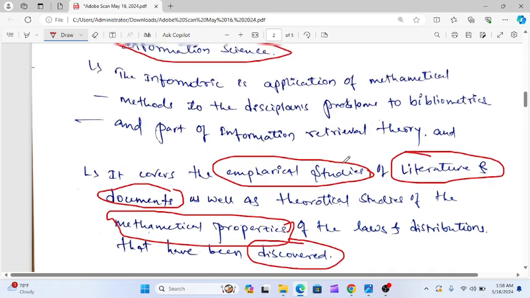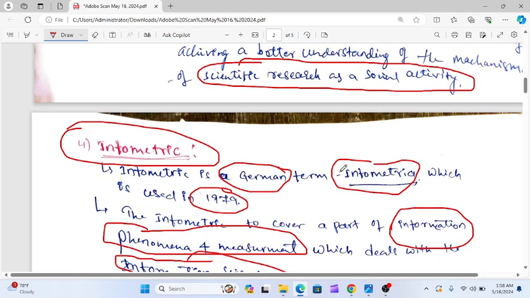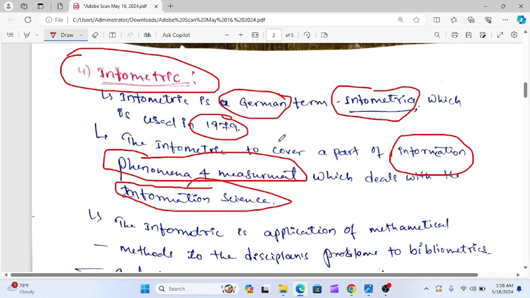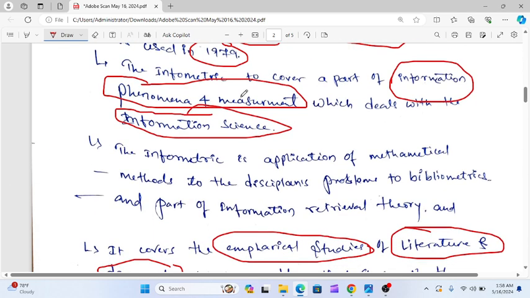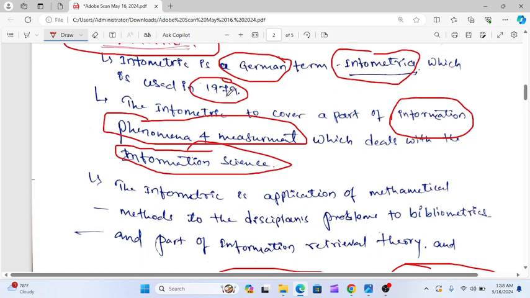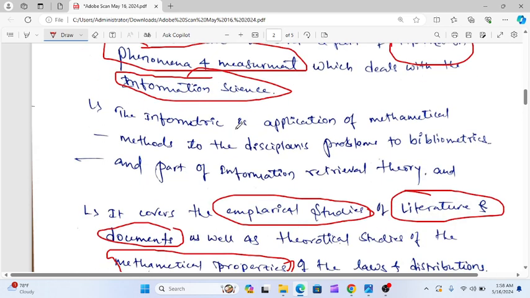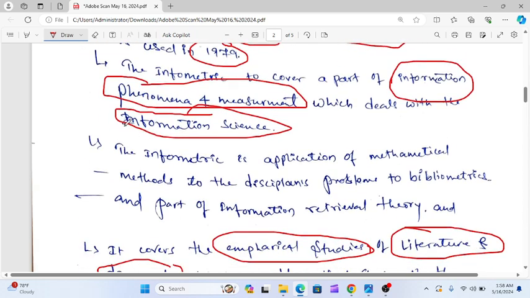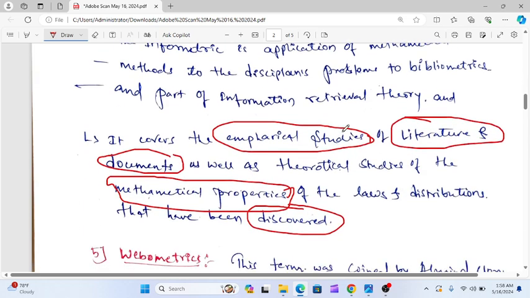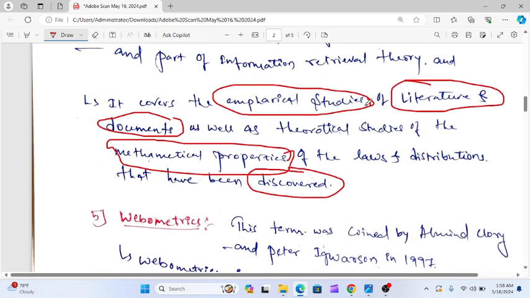Okay, so this term belongs to the German and was coined in 1979. I don't get who the author is here, sorry for that. And again, informetrics is an application of mathematical methods to the discipline's problems, and it covers the empirical study of literature and documents as well as the theoretical study of the mathematical properties of the laws and distributions that have been discovered.